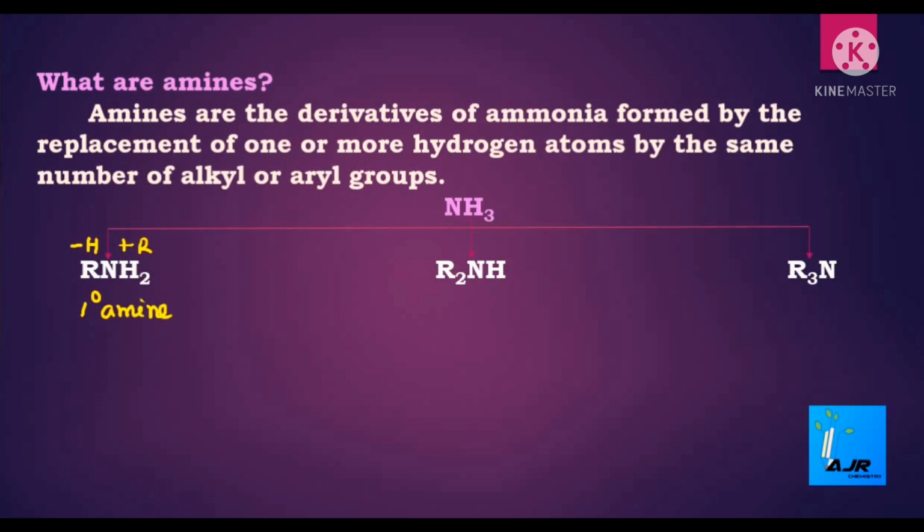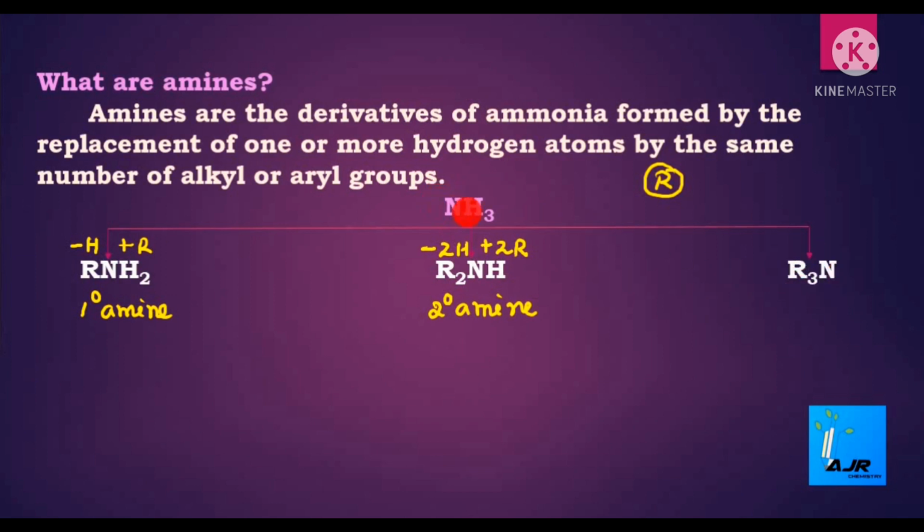If two hydrogen atoms from this ammonia are replaced by two alkyl or aryl groups, where R represents an alkyl group or an aryl group, we get R2NH, which is a secondary amine. This is a secondary amine. Understood, students? Now the third one, this is the tertiary amine.